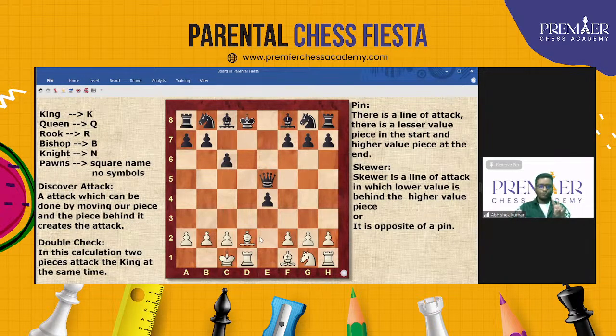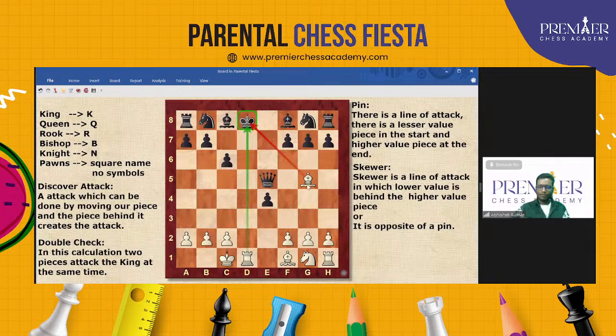So as mentioned, there are two double checks that we can do over here, and all the answers that I received were correct. One is bishop to G5. This is one double check, because when we play the bishop to G5, the bishop is attacking the king and the rook is attacking the king. Yes, they both are attacking.